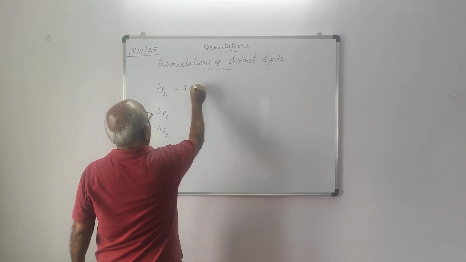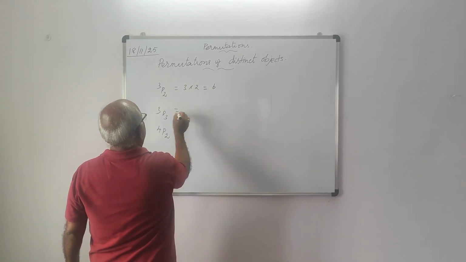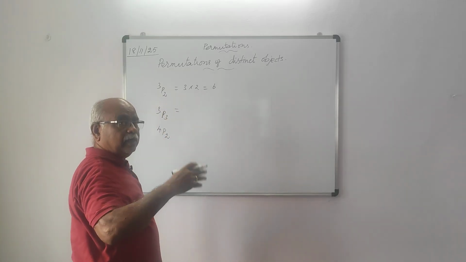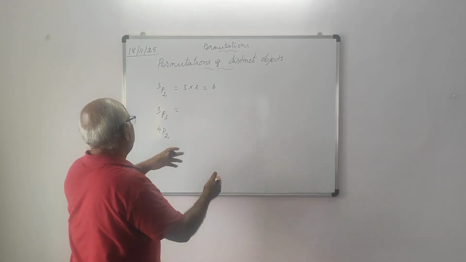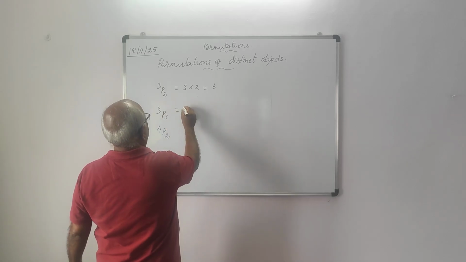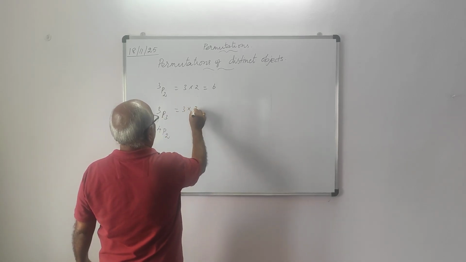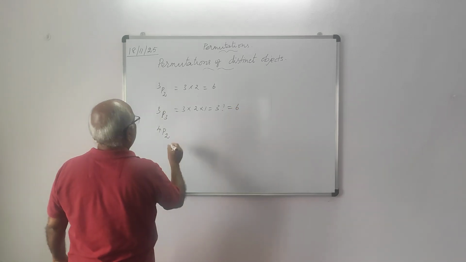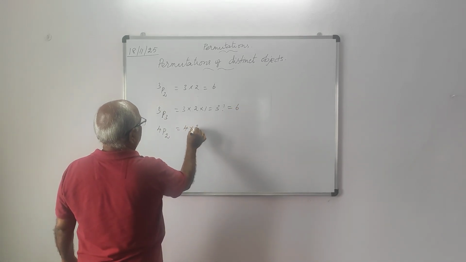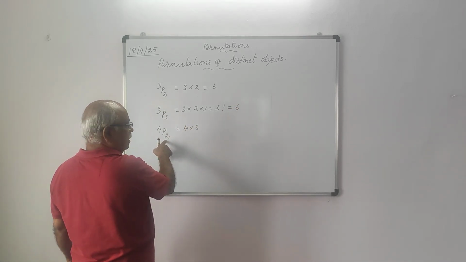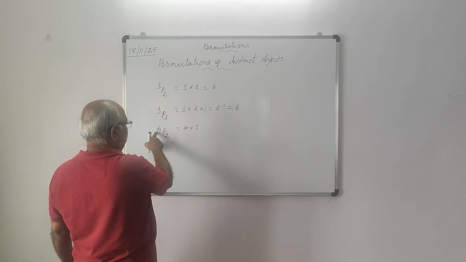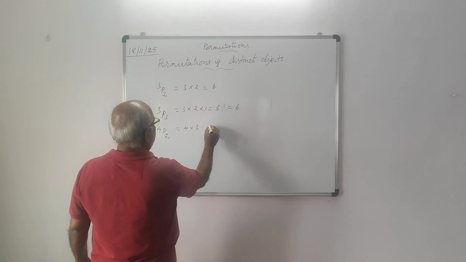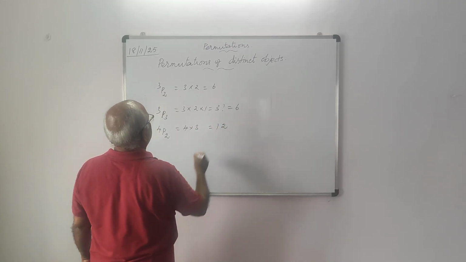The number of permutations of 3 things taken 2 at a time is 3 into 2, you get 6 ways. The number of permutations of 3 things taken 3 at a time, A, B, C and so on, like that I have defined. Here also it is 3 into 2 into 1, that is 3 factorial, equal to 6. 4P2 is 4 into 3 only, because out of 4 things we are taking 2 at a time, therefore we have to multiply 2 numbers only. That is 12 ways.